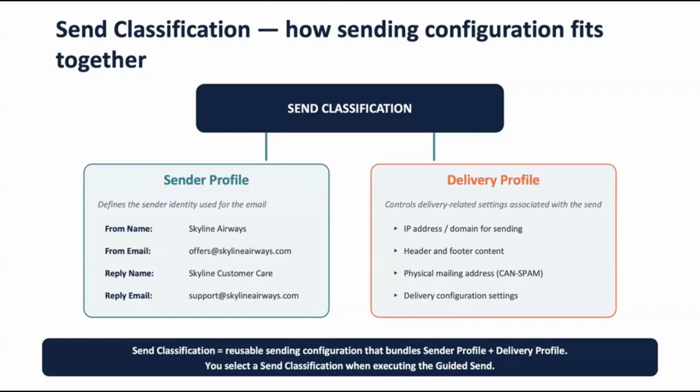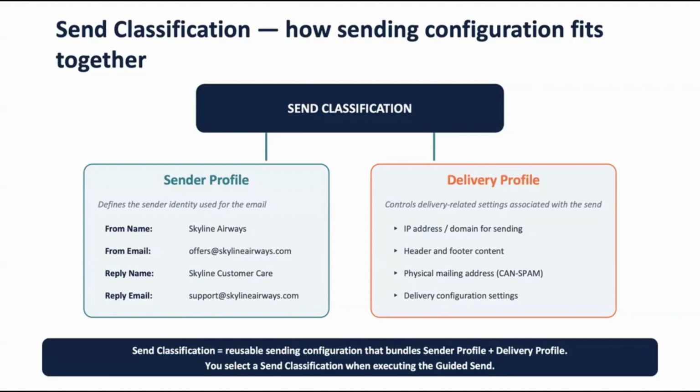As I said, physical mailing address is very important due to CAN-SPAM. CAN-SPAM is a compliance term. Then there is the delivery configuration settings. This is where we configure based on whether it is a commercial send or a transactional send, and I will show that in the next slide.